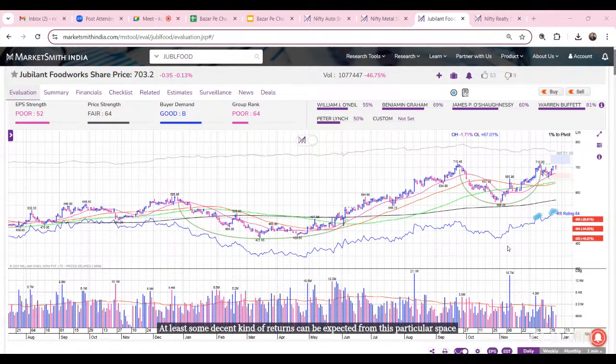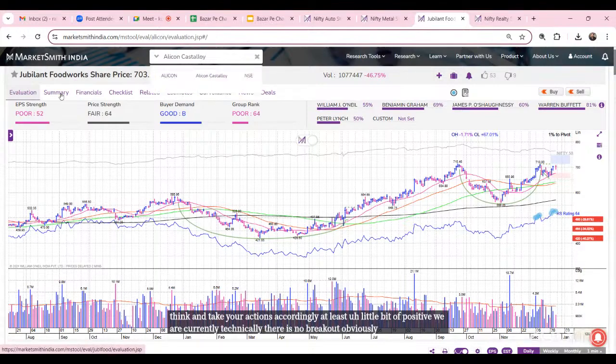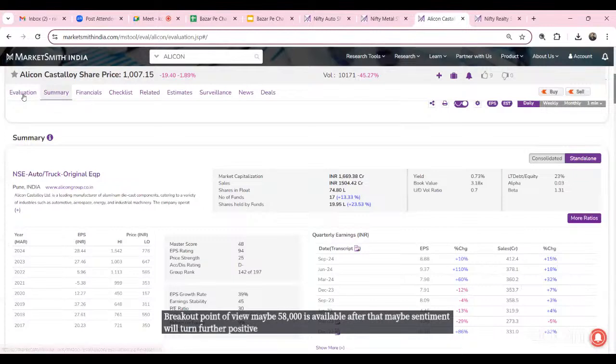So just take an intuition from our statement or other analysis, and take your actions accordingly. At least we are a little bit positive currently. Technically, there is no breakout. From a breakout point of view, maybe 58,000 is the level. After that, maybe sentiment will turn further positive. So you can take action according to that. But from our opinion, some recovery may happen in the next couple of weeks, or next few weeks, in this FMCG index.